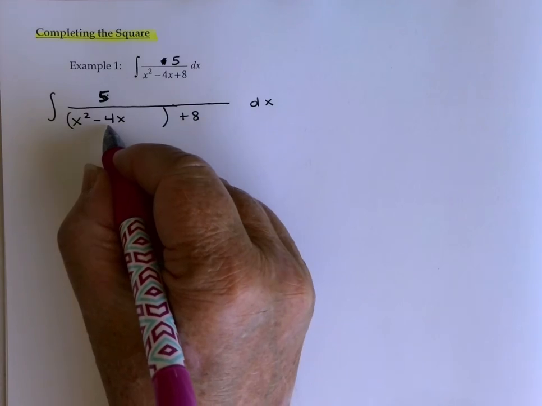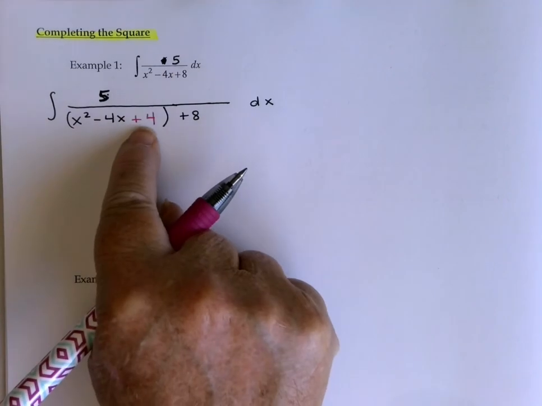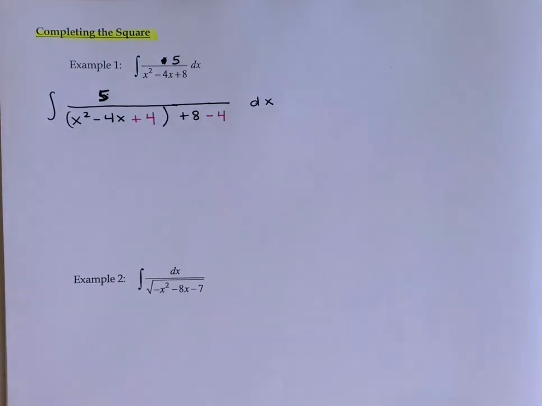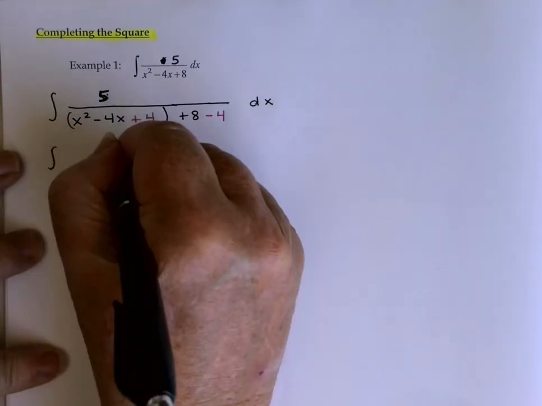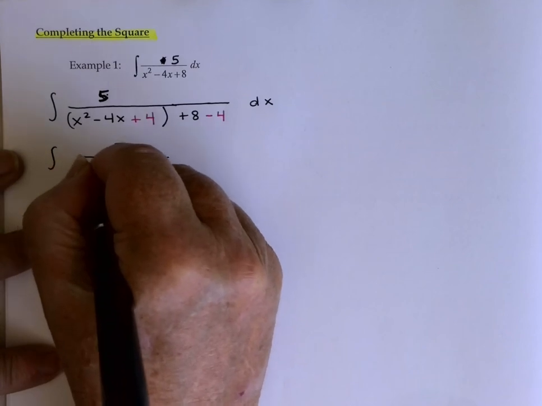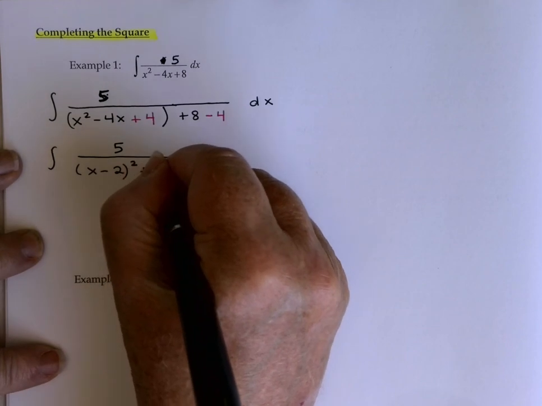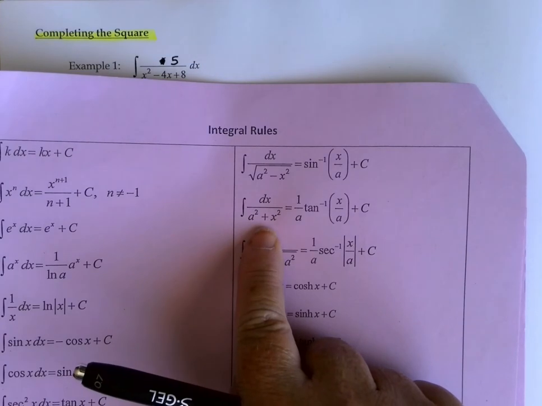All right, completing the square: half of 4 is 2, and 2 squared is 4. If I add the 4 inside the parentheses, I'll also subtract the 4 outside the parentheses. Can't really change the value of the expression, right? So now I have 5 over x minus 2 squared plus 4. And now I think we're in pretty good shape. We're very, very close to that again, aren't we?